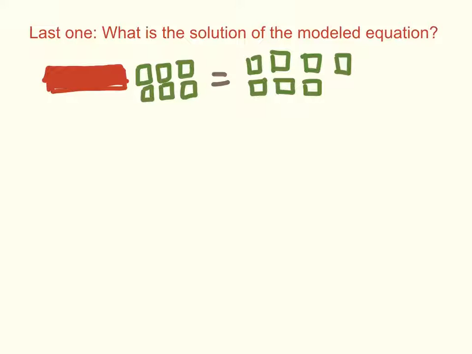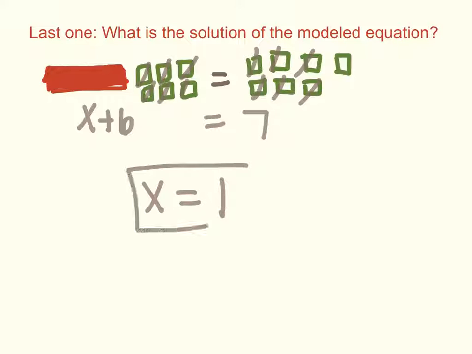So let's go ahead and try it here. Hopefully you tried it on your own. If I have the bar, it's represented by x plus 6 equals 1, 2, 3, 4, 5, 6, 7. I need to cross off 1, 2, 3, 4, 5, 6. 1, 2, 3, 4, 5, 6. Also known as subtracting 6 from each, which gives me x equals 1.